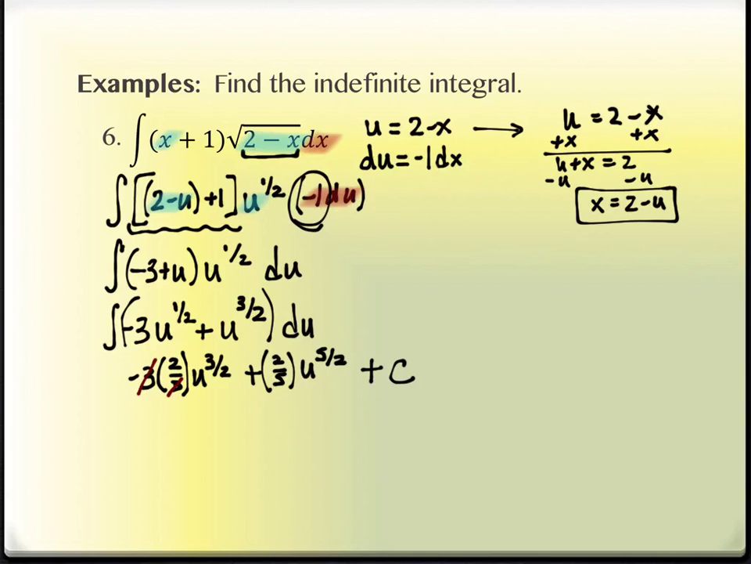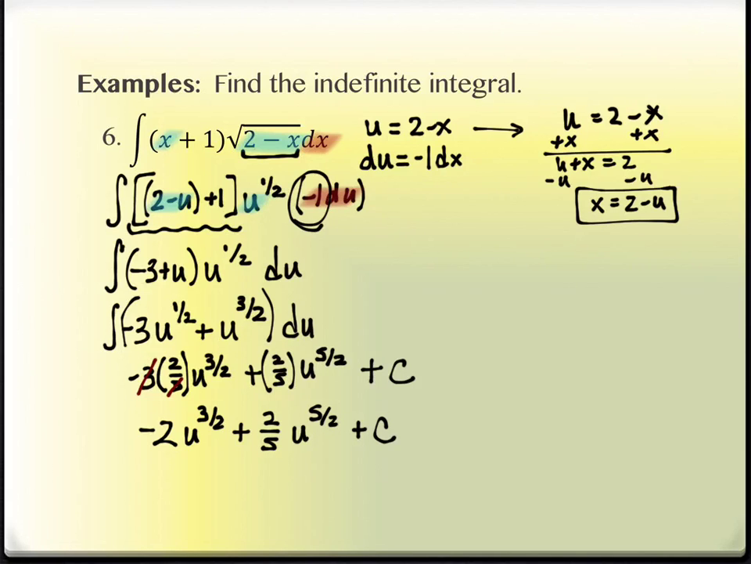Yeah, the -3 times the 2/3, which would just be -2. Somebody tried to tell me to do that just a minute ago, and I was holding you off. So this is -2, and it is right now, anyway, u to the 3/2, plus, and then I have 2/5 u to the 5/2 plus c.